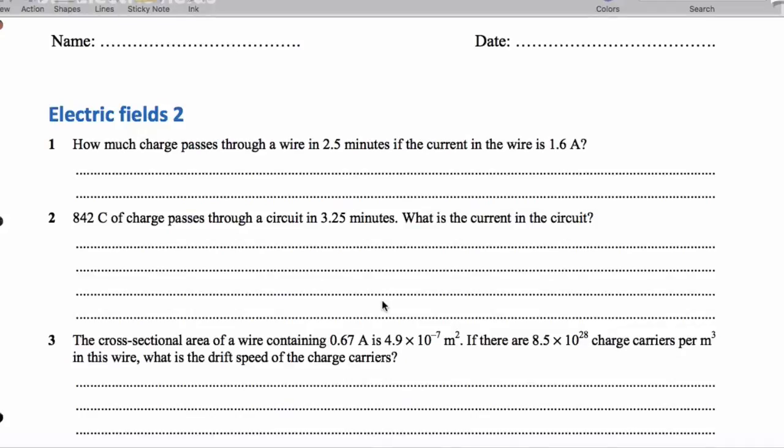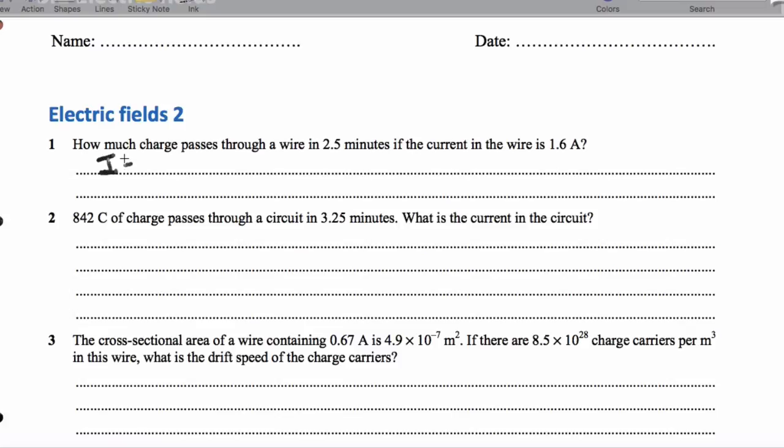All right, so we got the second part of the electric fields homework, which just doesn't feel like electric fields in the traditional sense, but that's sort of where IB puts this material. Now, first we want to get a couple problems that are just based entirely on this formula here.